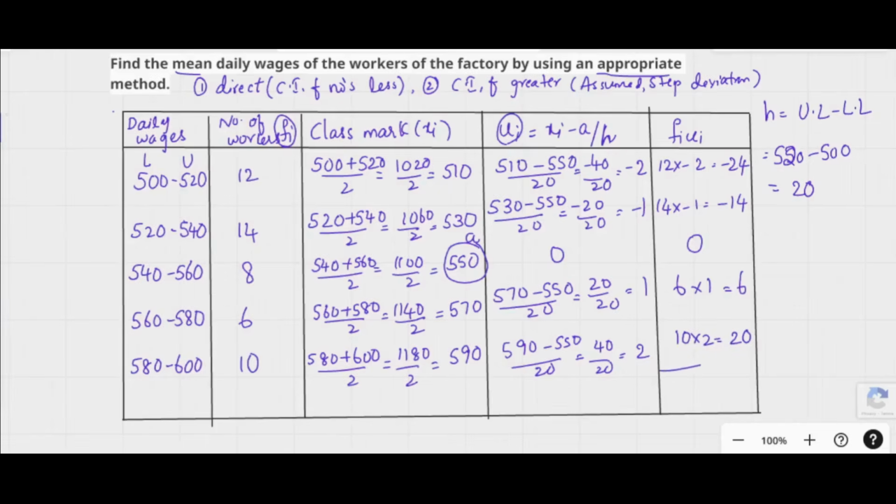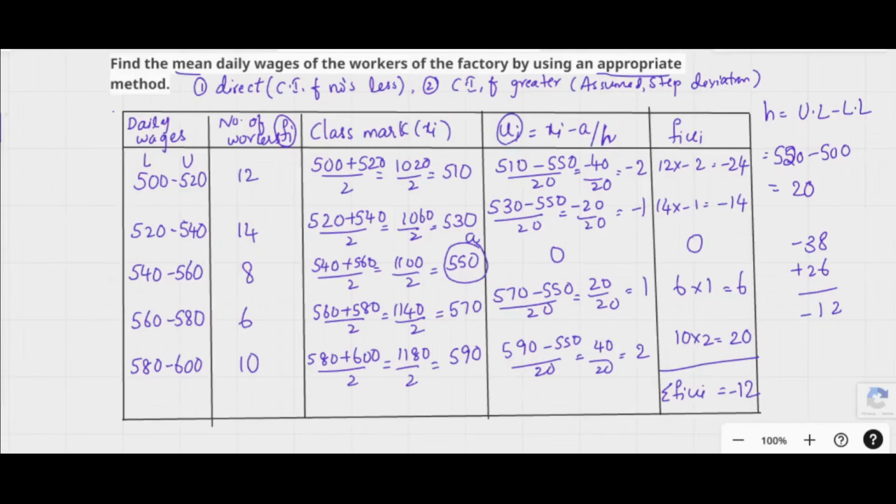Now you have to find sigma fi ui, which means you have to add all these terms. So 20 plus 6 is 26. And here we got minus 38. So minus 38 plus 26, if we subtract, is minus 12. This is what we got.